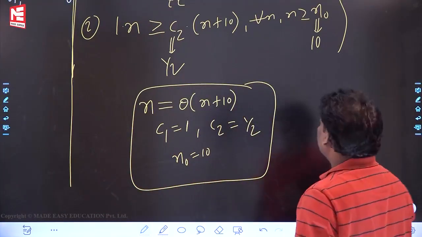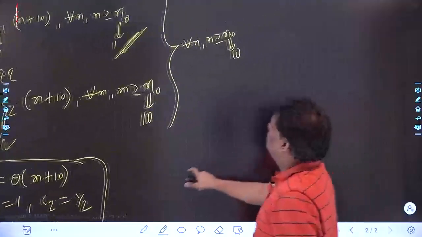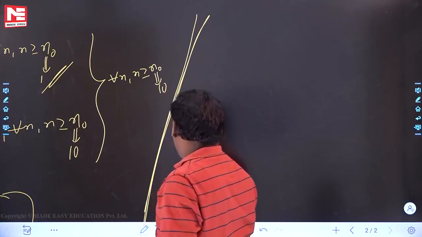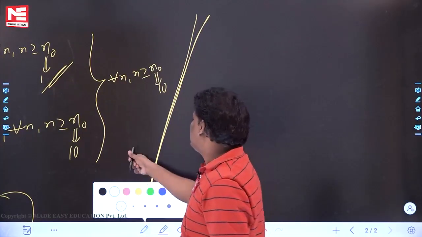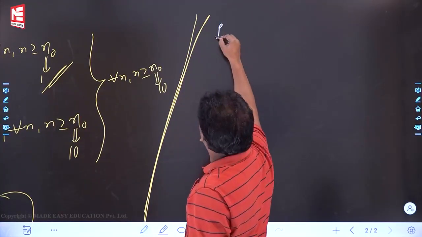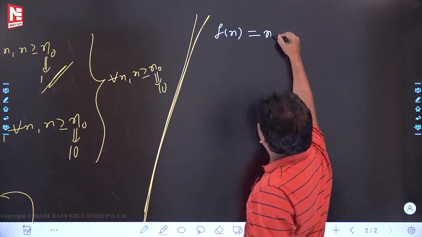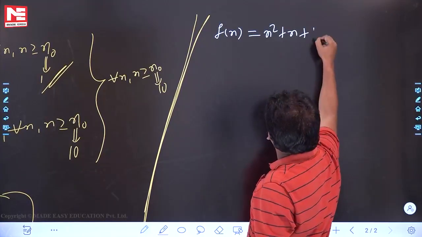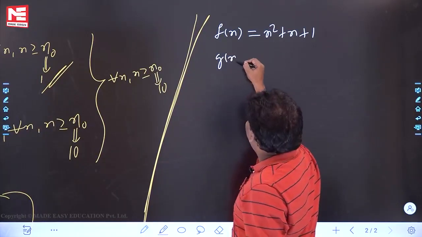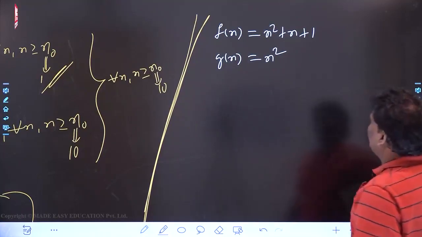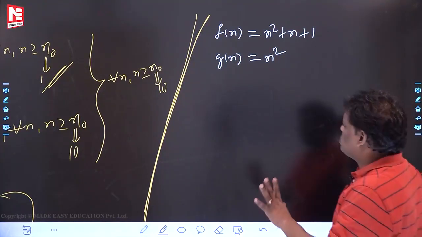Right? Fine. So let's see one more example. To get clear clarity about theta, one more example is coming. Please take care of this example also. See this one, one more example. f of n is equal to n square plus n plus 1, and g of n is equal to n square.